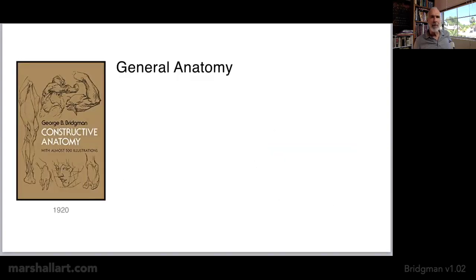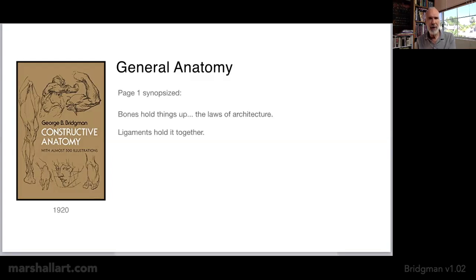All right. Constructive Anatomy. Page 1. We're moving into the skeleton as foundation and constructive anatomy. What's he say on page 1? I'm going to give you the shortest synopsis that could be given of this. It'll take a few sentences, but I'm going to sum up what he says. Page 1, synopsized. Bones hold things up. Ligaments hold it together. The whole body is machinery. He specifically mentions hinges and levers. Muscles move bones by shortening and pulling.